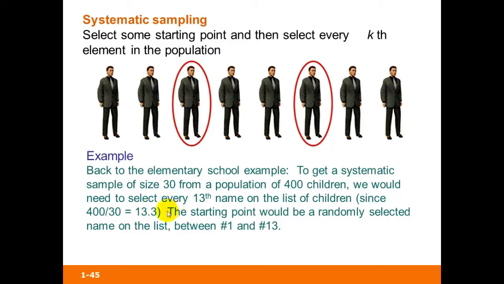Now our starting point would need to be some randomly selected name on the list, somewhere between number 1 and number 13 on the list. So we'd select our starting point. That would be our first individual for our sample, and then after that we'd take every 13th name on the list.